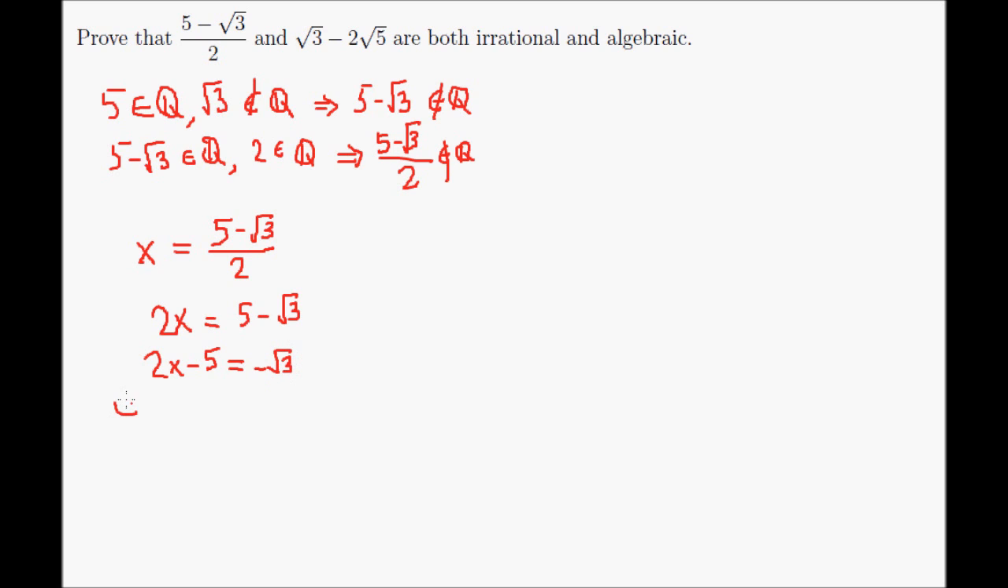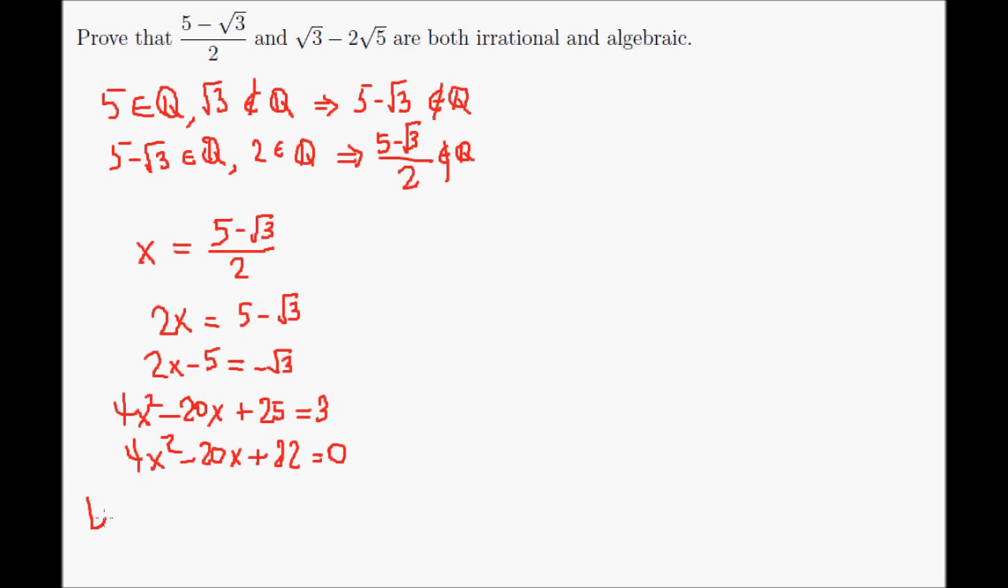So I get 4x squared minus 20x plus 25 is equal to 3. And so subtracting, we get 4x squared minus 20x plus 22 is equal to 0. So there is my polynomial.